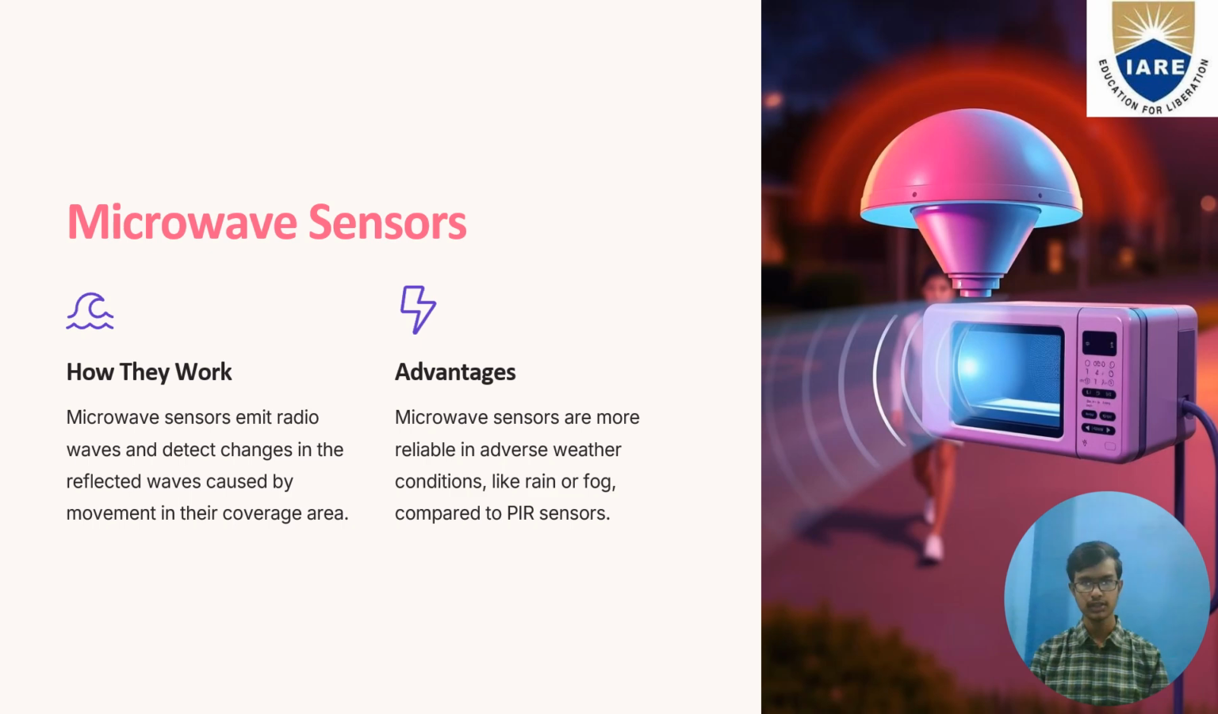These sensors are the most reliable in adverse weather conditions, be it rain, fog, monsoon, or any other season. They are even more reliable when compared to PIR sensors. So, this is the explanation of microwave sensors.